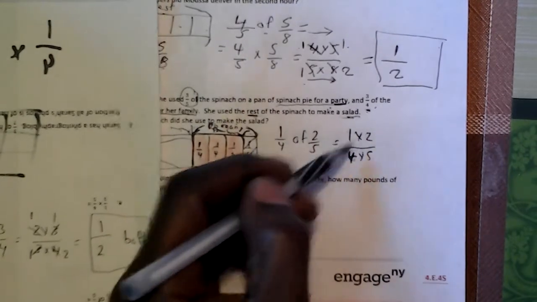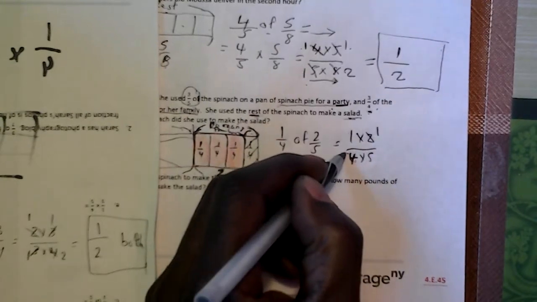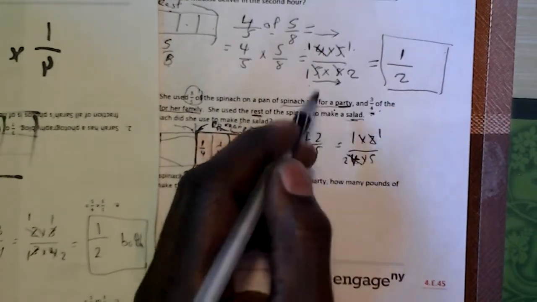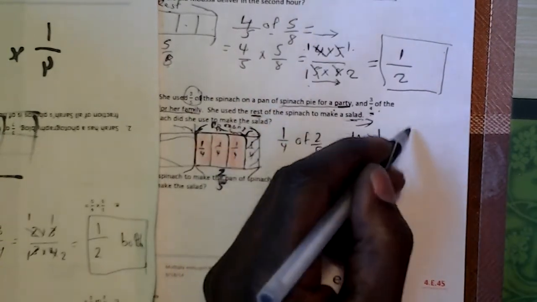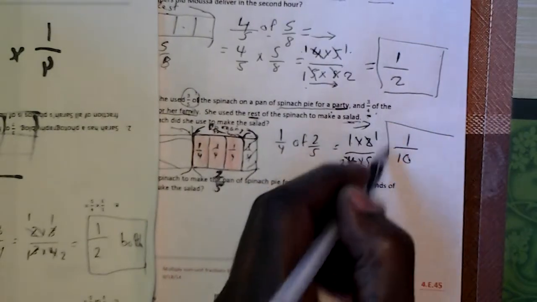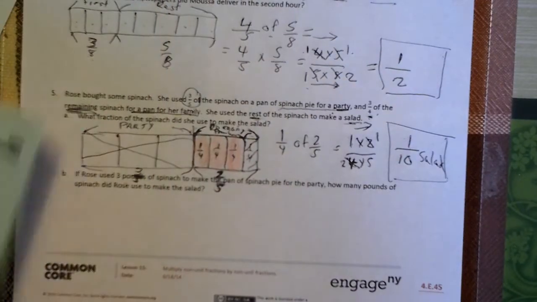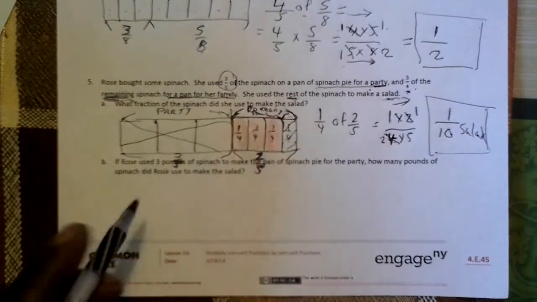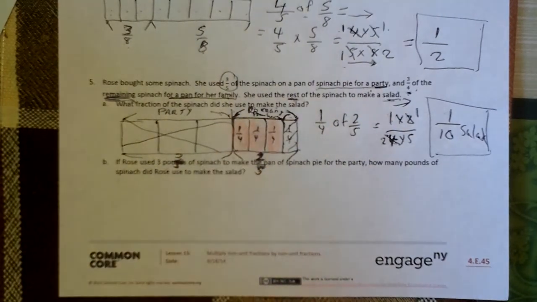So we can reduce 4 and 2. So 2 divided by 2 is 1. 4 divided by 2 is 2. So we multiply across, and we have 1 times 1 equals 1. 2 times 5 equals 10. And she used 1/10 for the salad. Yes? So have mommy look at this with you, and we figure out how we did it, okay? And maybe she can help to explain it, okay?